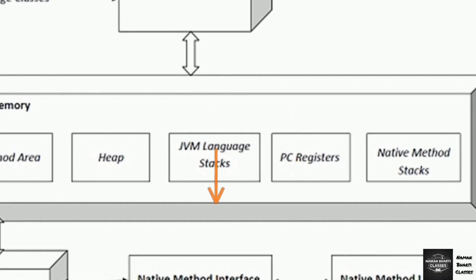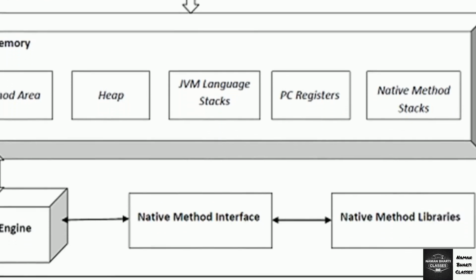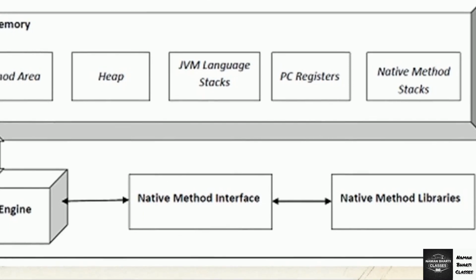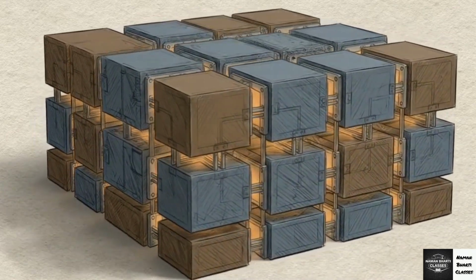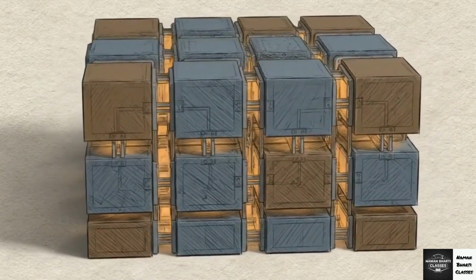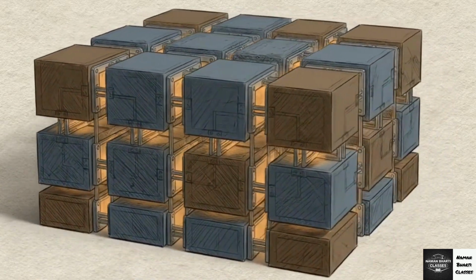Alongside the stack, the PC register tracks the exact memory address of the JVM instruction a thread is currently executing. Finally, native method stacks are reserved for when Java must interact directly with unrestricted C or C++ libraries. That rigid, strict syntax translates directly into this highly predictable memory architecture, creating exceptional, consistent stability at runtime.